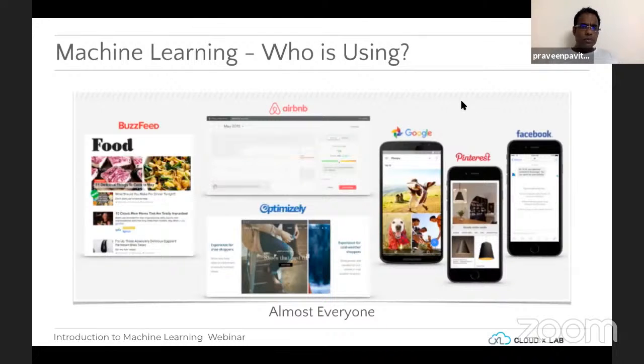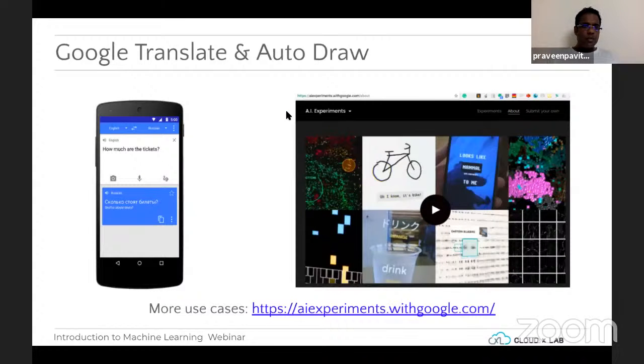So now, who's using machine learning today? Everybody is using machine learning today. Almost everyone in this world is using machine learning. Machine learning is used by BuzzFeed to figure out what kind of articles to feed you. Airbnb uses it. Everybody in the world is using machine learning. If you've heard about Google Translate, which does translation between multiple languages, that's an example of machine learning.